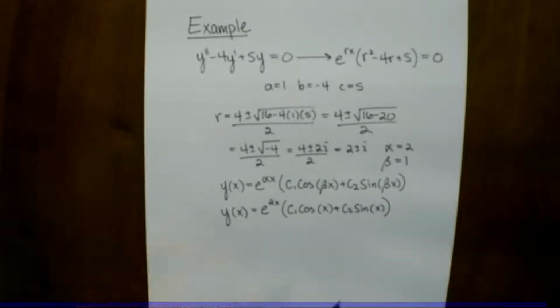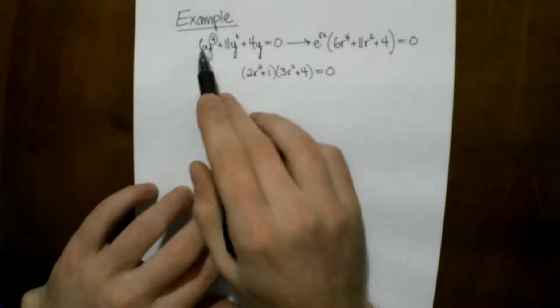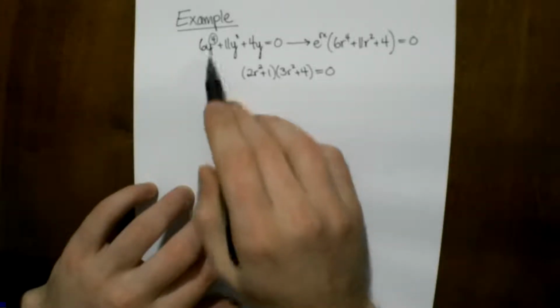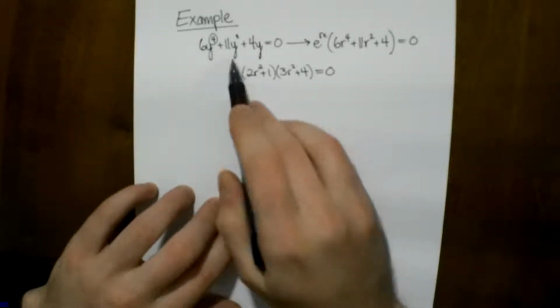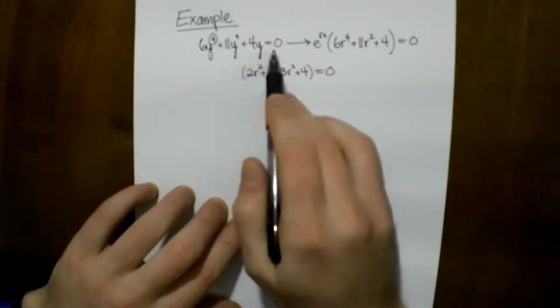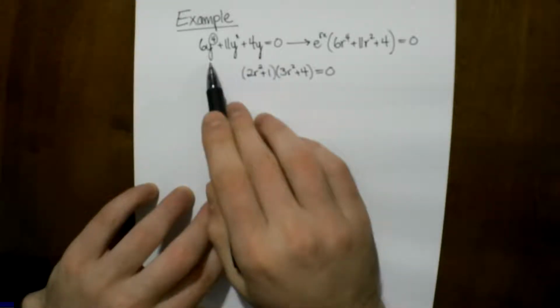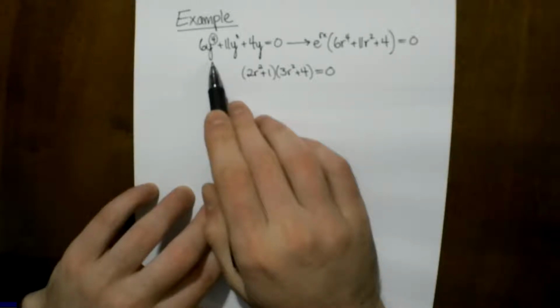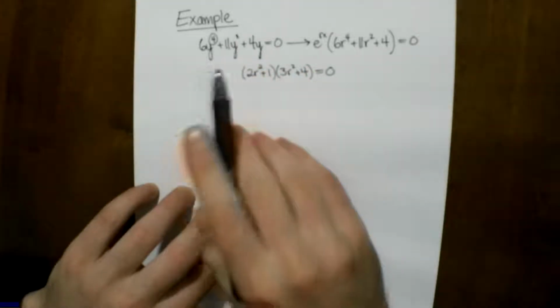There you go. That wasn't so bad. Let's do a harder one. So let's consider the differential equation 6 times the fourth derivative of y plus 11 y double prime plus 4y equals 0. And since we have a fourth order derivative this time, we should expect 4 solutions.